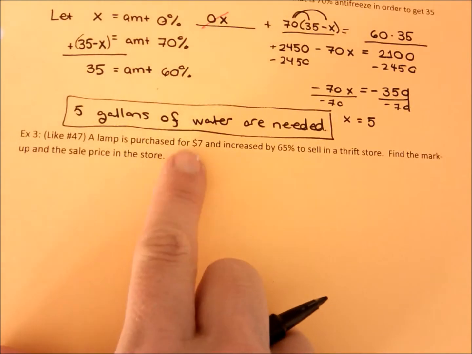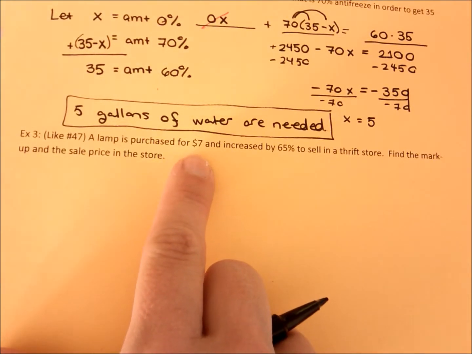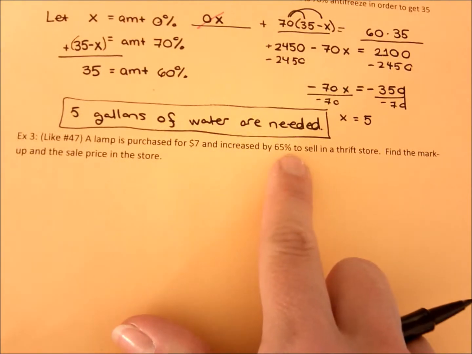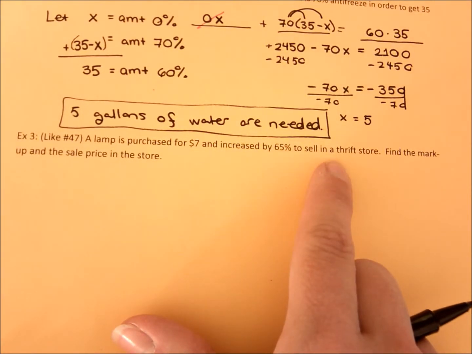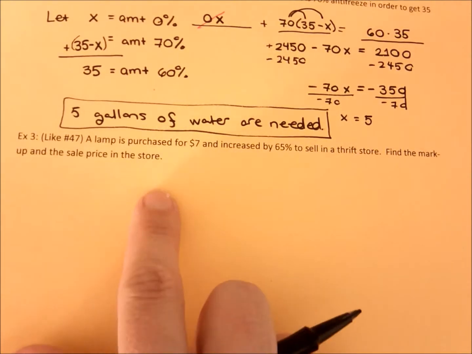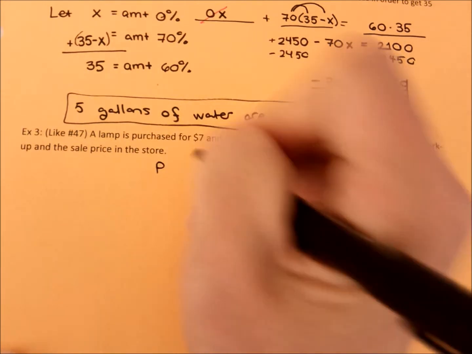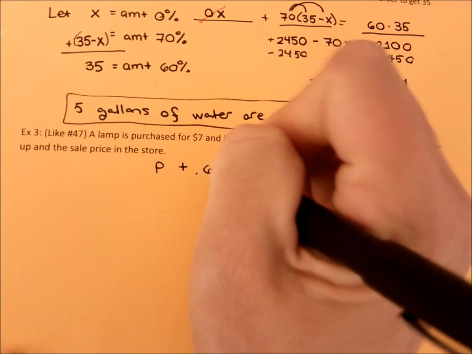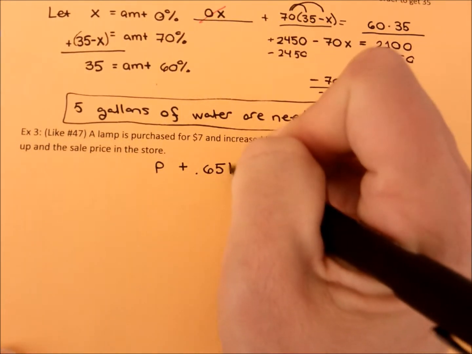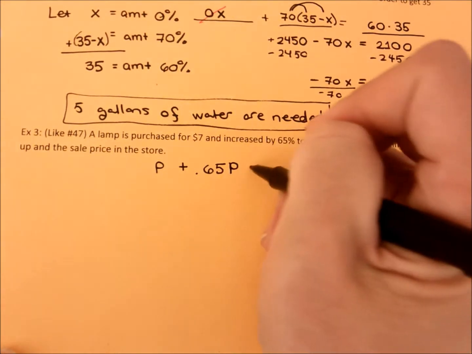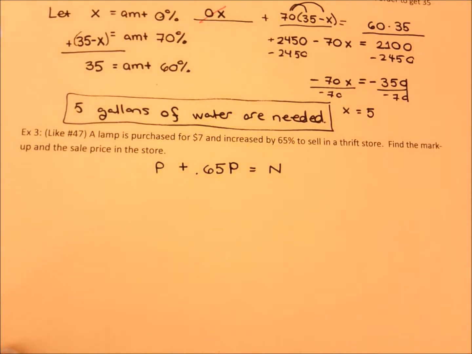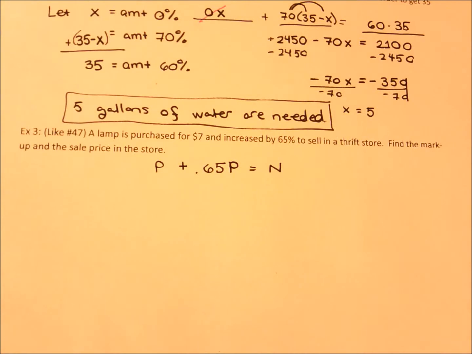That was originally $7 and then increased by 65% to sell to a thrift store. Find the markup and the sale price. So if our original price, so again we did price plus the increase. If it was a decrease, we would subtract that right there of the original price equals the new price. That's what we talked about yesterday.